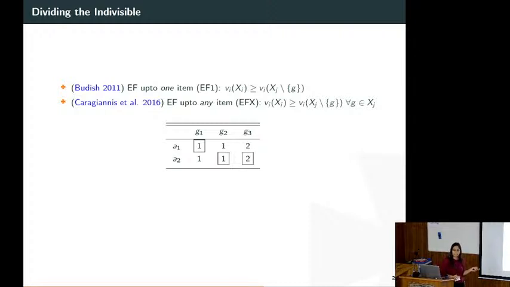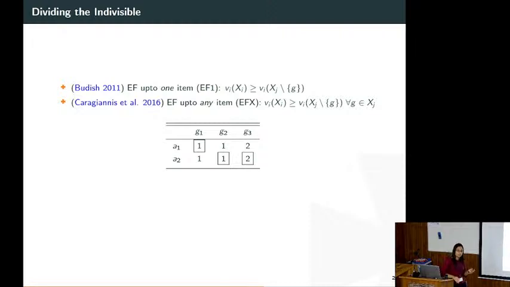Can you say that this allocation is envy free? Envy free it is not. It is easy to see because A1 values this bundle at 3 but his own bundle at 1. But is it EF1? Why? Yes, agent 1 can choose to hypothetically ignore G3 and now it is an envy free division. Is it EFX? No. Because if you remove the least valued good, then your envy does not go away.